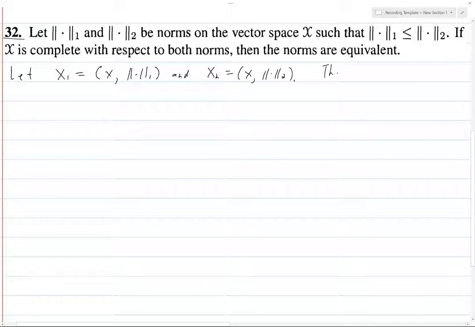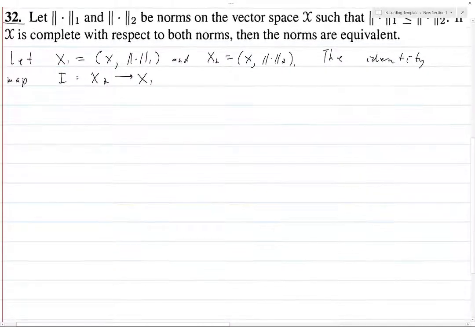So anyways, let's start. The identity map I, going from x2 to x1. So it's the identity map, it just sends x to x, but in terms of spaces, you've got different norms on the spaces.